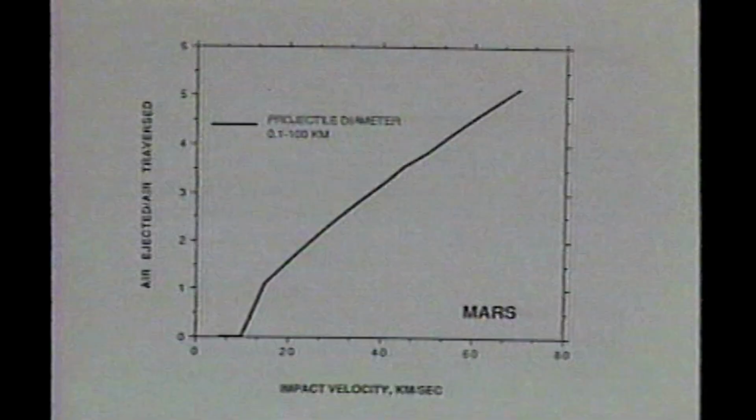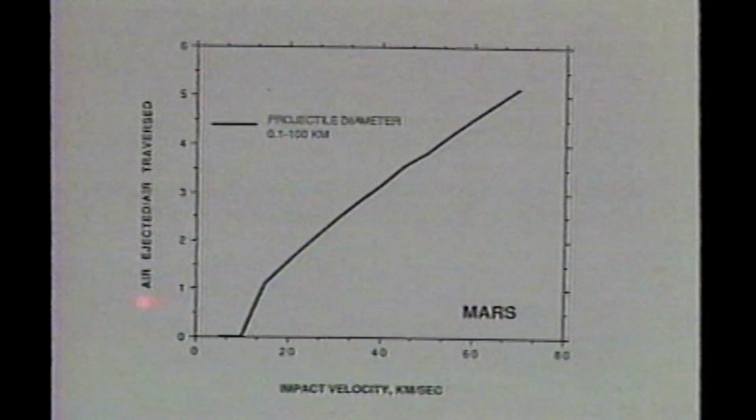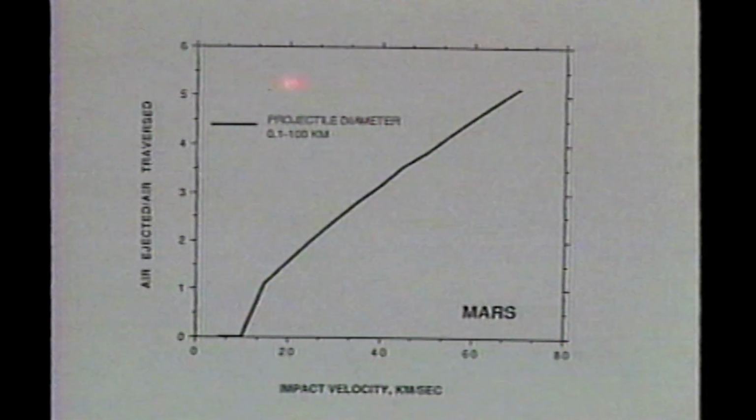Okay, we'll go to the next slide. This is a result of some calculations using the speed of the spalled material and the volume of the spalled material for different impact velocities. This is for the Martian atmosphere. What we find is that this is the air ejected by this fast component of ejecta divided by the air traversed. Even up to 70 kilometers a second, which is in fact faster than anything bound to the solar system can impact Mars, you get at most 5 times or so the amount of atmosphere traversed. It's not that much more effective than the direct atmospheric ejection that Walker studied earlier.